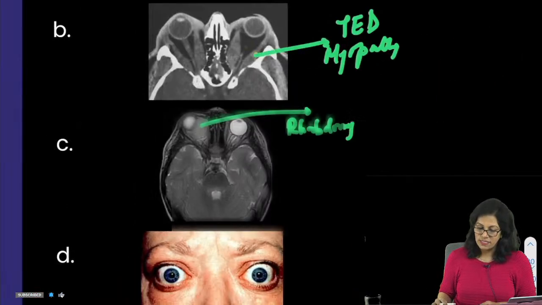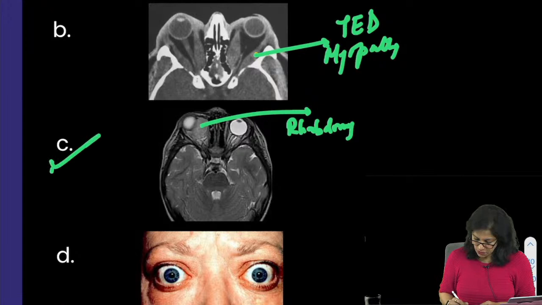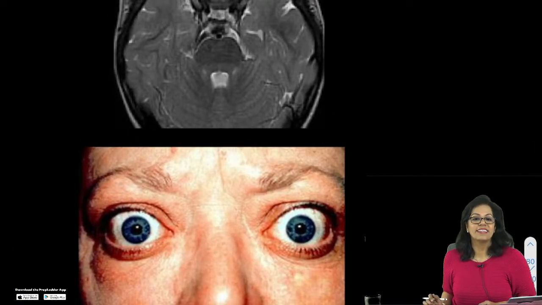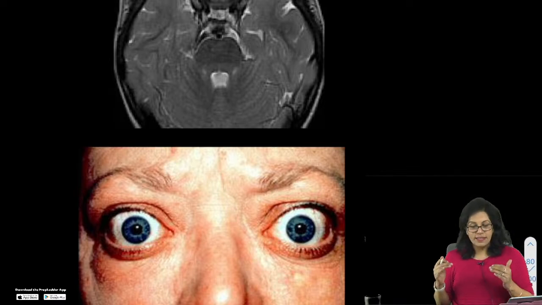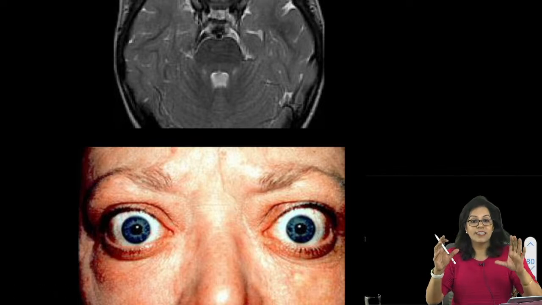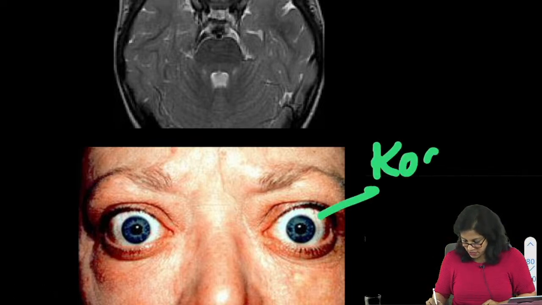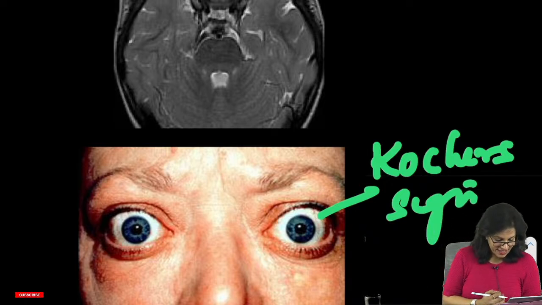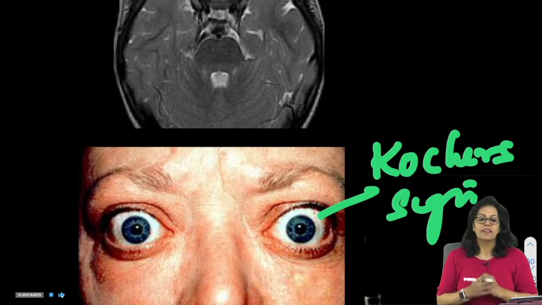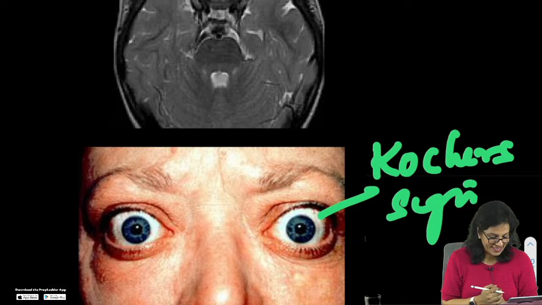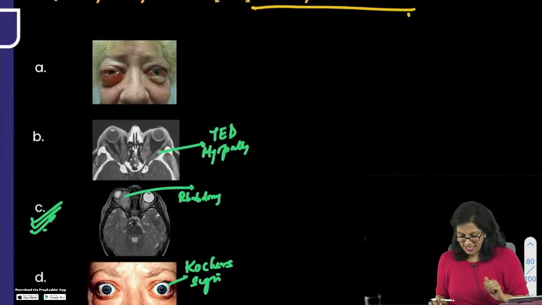So this is a tumor in the orbit, which is of course not a finding of thyroid eye disease. Here, of course, this is a finding of thyroid eye disease: lid retraction. Not only that, the upper sclera is also seen, which is the staring look. What do you call that? Cocker's sign. Yes, the Coca-Cola bottle sign, that is your thyroid myopathy. Okay, so this is the answer.